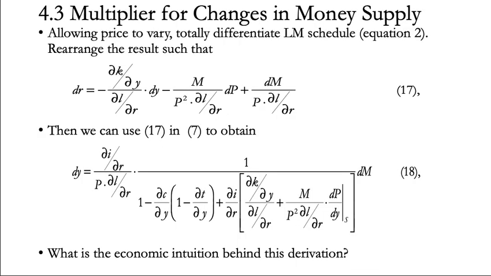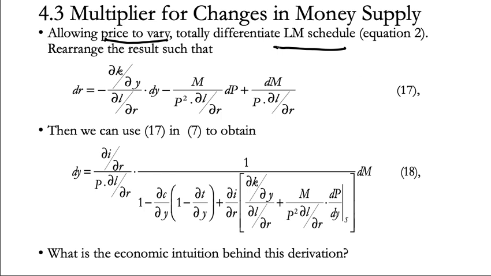Now, we move to the multiplier for changes in money supply. This time, we also allow price to vary. So, price is allowed to vary. That means price is flexible. So, how do we obtain the multiplier for changes in money supply? Of course, we need to utilize the LM schedule.